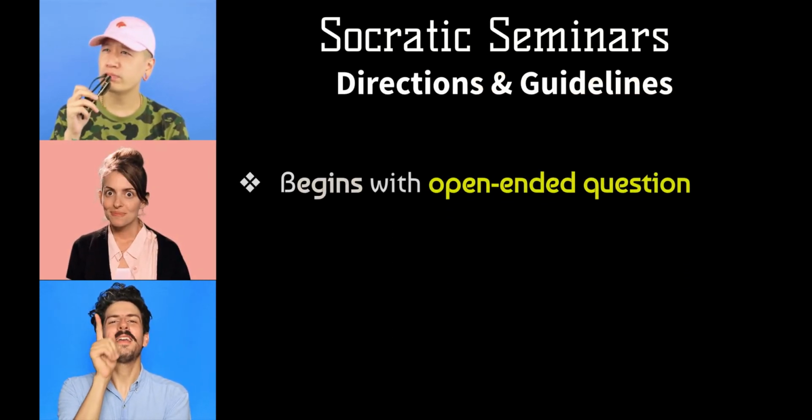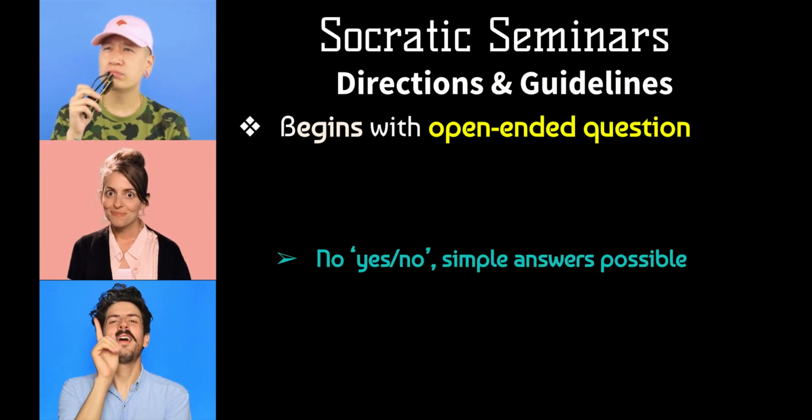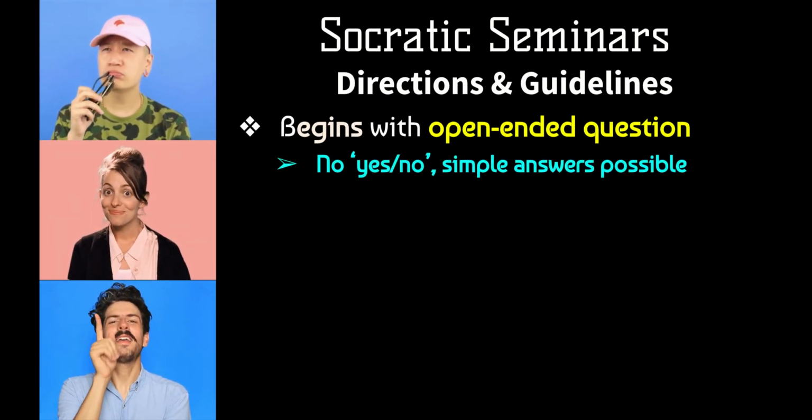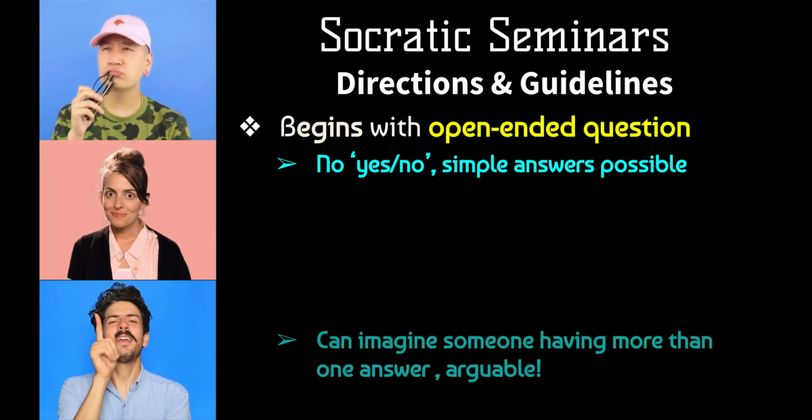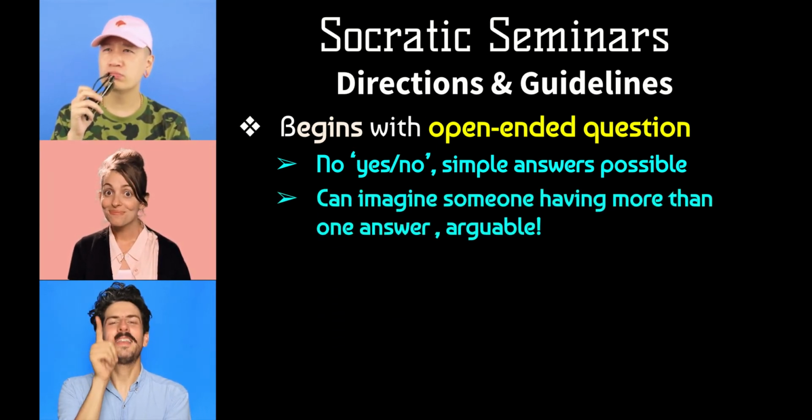It begins with that open-ended question, which means it's not a yes, no, simple answer. You can imagine someone having more than one answer, then it's probably open-ended, right? If it's something like, where did the book take place? Oral. Can you imagine someone disagreeing with that? No one who's reasonable. It's either an oral or it's not an oral.